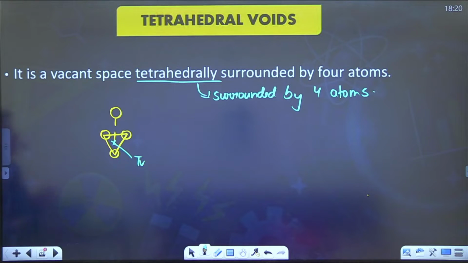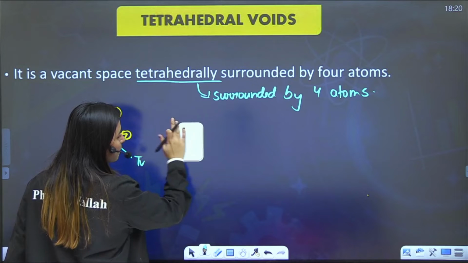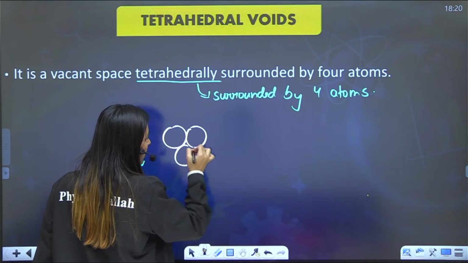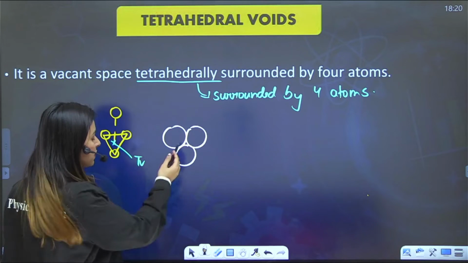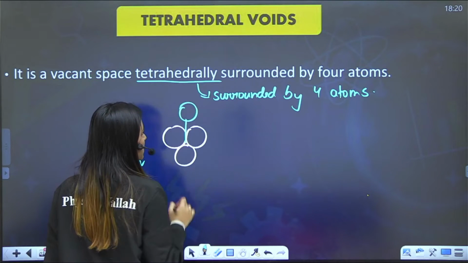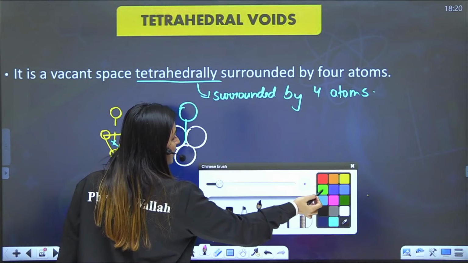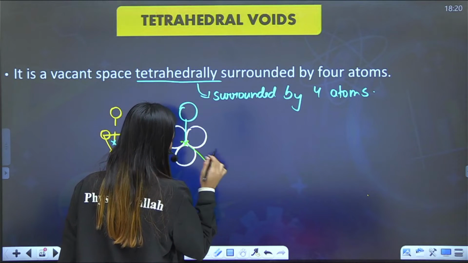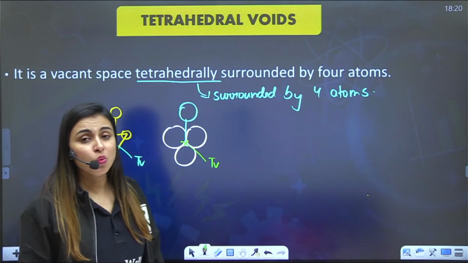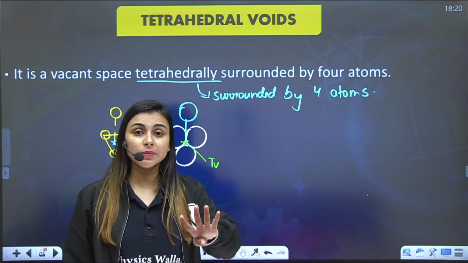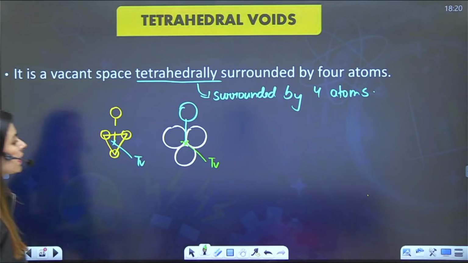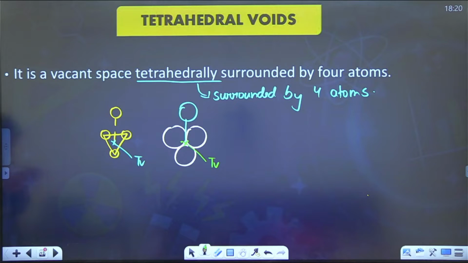Now let's try to make it even better. Let's say you have spherical balls touching each other. You have 3 balls present in the same plane. There is a vacant space, and you put an atom above it as well. So this empty space is your tetrahedral void. So a tetrahedral void is made up of 4 atoms. The vacant space between these 4 is known as your tetrahedral void. I hope you're clear with this. You can draw this down and then we'll move forward.